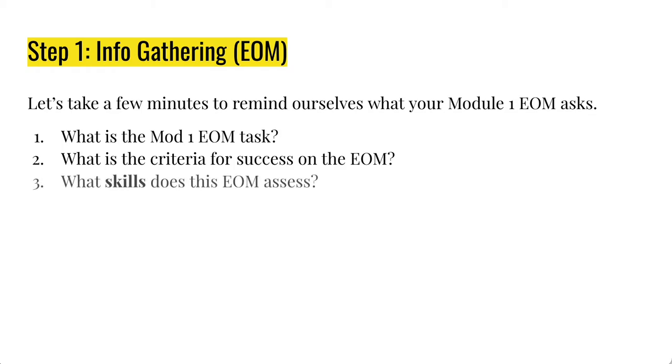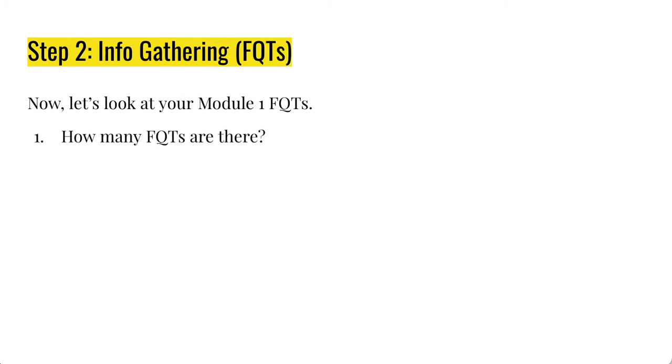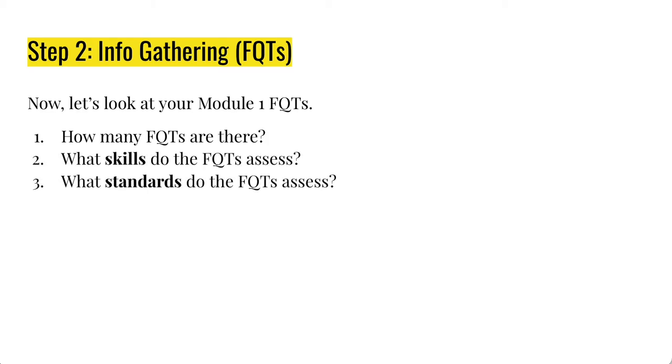Speaking of skills and standards, what skills does the EOM assess? Is it assessing their ability to write a sentence or make an argument or find and use text evidence? And then also, what standards does this EOM assess? Again, none of this is asking you to use any brain power. This is just information collecting so that we can use this later on. Step 2 is the same thing, but for FQTs. How many FQTs are there? Usually around 3. Again, what skills and standards do these FQTs assess?